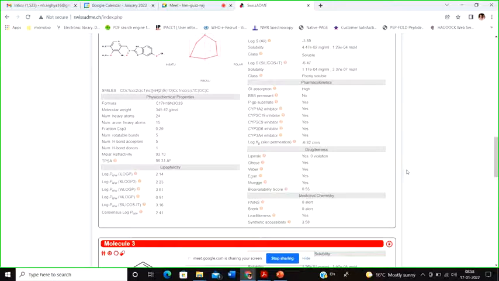That is why the omeprazole bioavailability score is low, and we want it to be less.